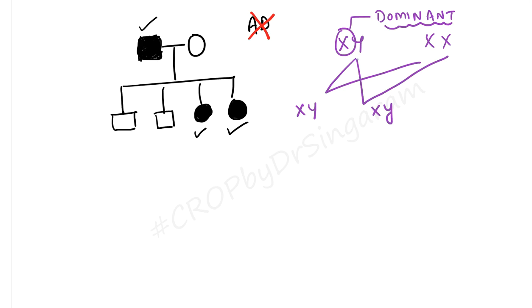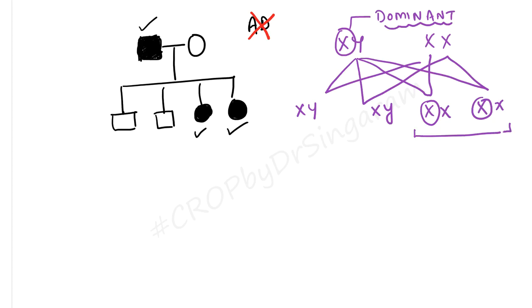Okay, right. Then the X from the father can combine with the X from the mother, resulting in a female. But remember, it is a dominant X chromosome, so this female is going to be affected. Similarly, this X may combine with another X in the female, again resulting in a female. Again, the same thing is to be noted: it's a dominant X, so the disease is going to be expressed. Or in other words, the female offspring is going to be affected.